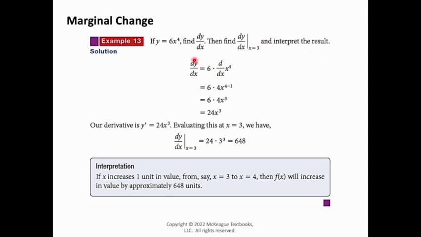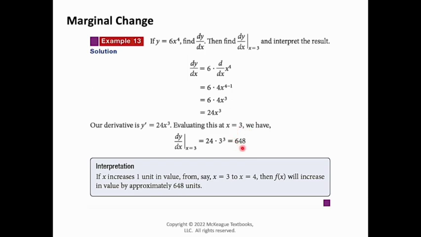When we take the derivative of 6x to the fourth, we can just use the power rule. We take the 4 down in front, and that makes it 24 in front. Then we decrease the exponent by 1, and that gives us 24x to the third. When we evaluate that at x equals 3, we take 3 to the third, which is 27, and then multiply by 24, and we get 648.